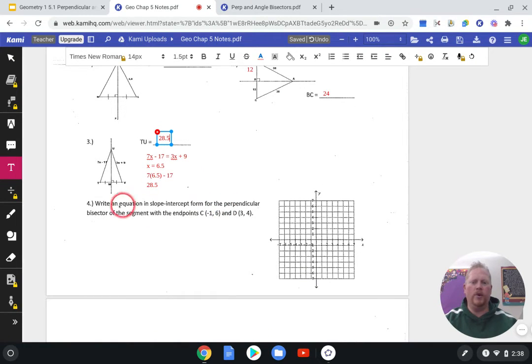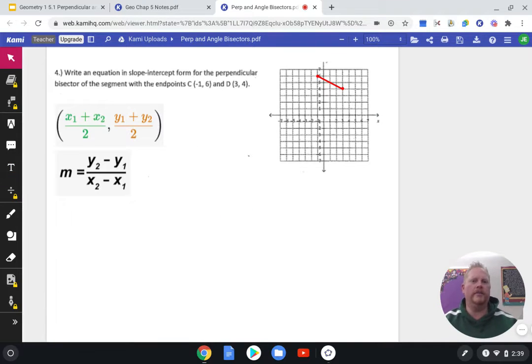So let's take a look at question number 4. Now this one's going to be a little bit different. It says, write the equation in slope-intercept form for the perpendicular bisector of the segment with the endpoints -1, 6, and 3, 4. So what I've done, just to give us a little bit more room, is I've copied this onto a separate piece of paper, and that'll give me a lot more space to work here. I've also put a couple formulas that are going to be helpful to us in order to do this.